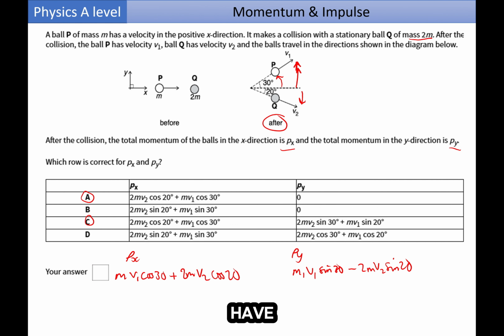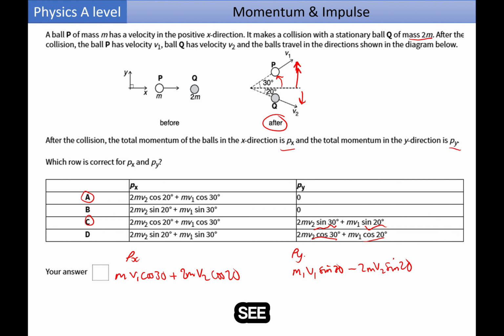Now we don't really have a scenario that shows this clearly. Let's look at C, for example. It says 2m v2 sine 30. We have sine 20, so that looks a bit different. And we've got m v1 sine 20, and we've got sine 30. So that looks different. And D, they have the cos terms, and we know vertically it can never be cos. So now we're stuck. We have A or C.